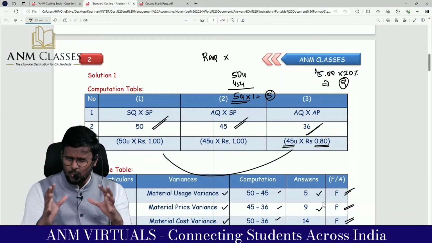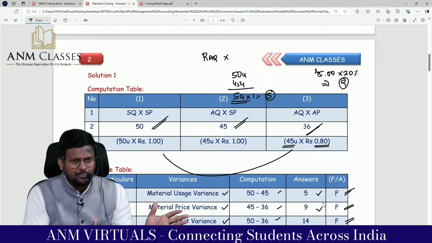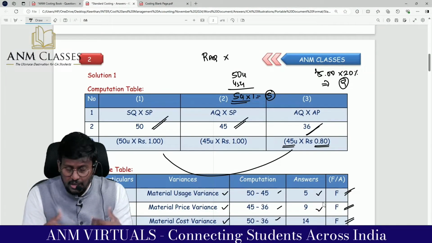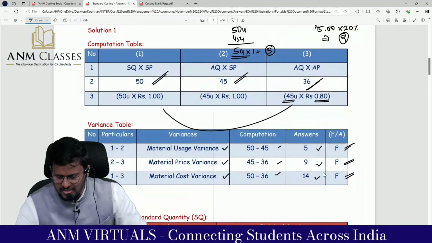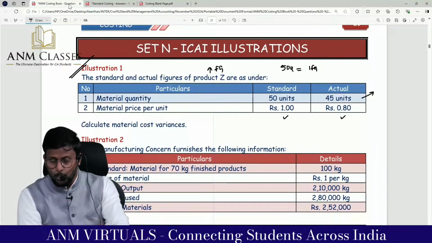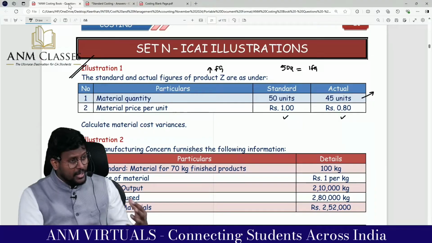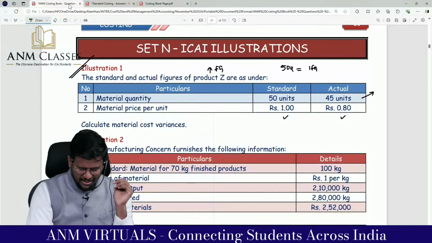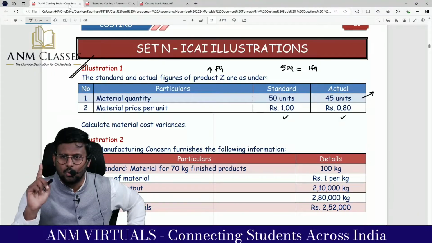Material cost variance is nothing but material usage variance plus material price variance. Since both are favorable, put together we get a material cost variance favorable, which is 5 plus 9 comes to 14. Are you comfortable? Yes, sir. So the crux of question number 1: we are calculating the variance for one finished goods. That is what you are supposed to understand from the question. After reading the question, you should not feel that the question is incomplete. The question is complete, but it is with regard to one finished goods.